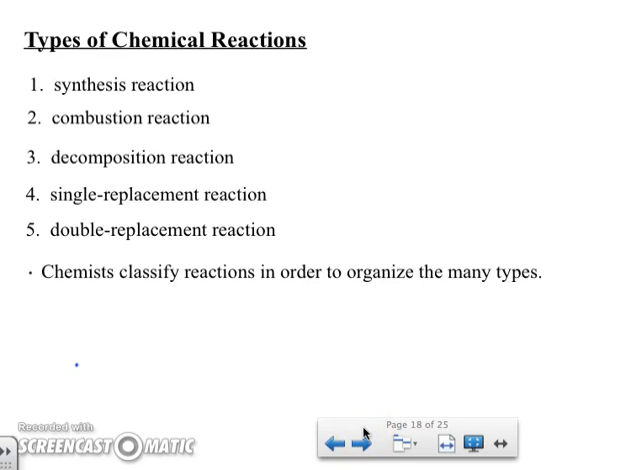There are 5 types of chemical reactions listed on the screen. There are synthesis reactions, combustion reactions, decomposition reactions, single and double replacement reactions. Chemists classify reactions in order to organize the many types. Today we will be focusing on the first 2 types of reactions, the synthesis reaction and the combustion reaction. Let's take a look at synthesis reactions.